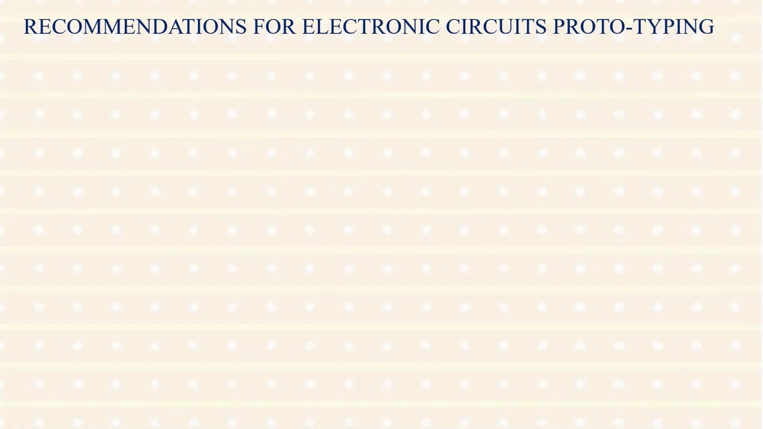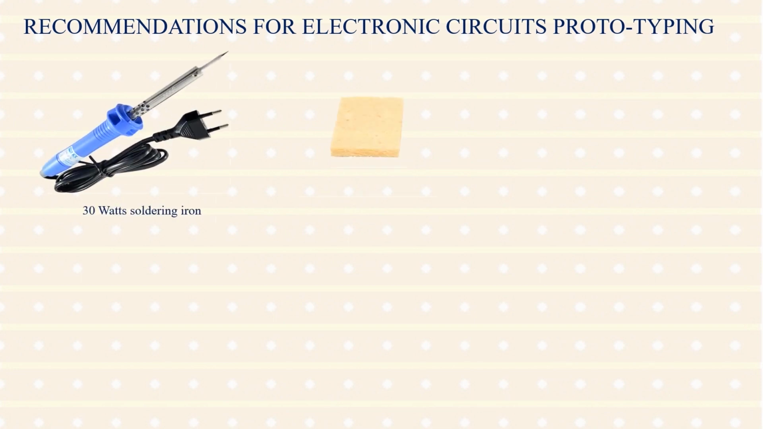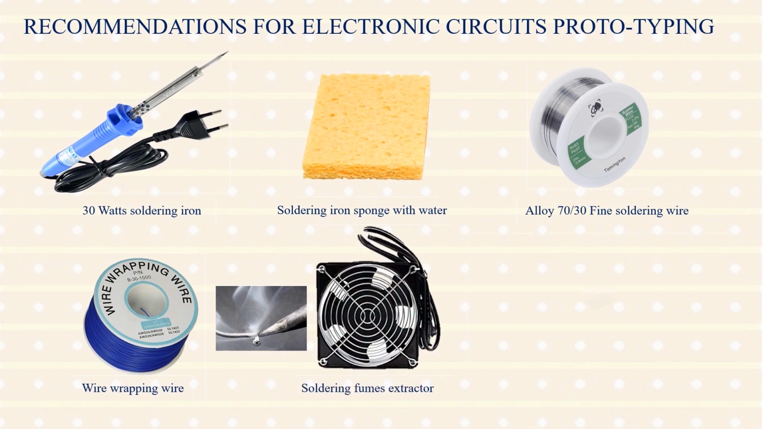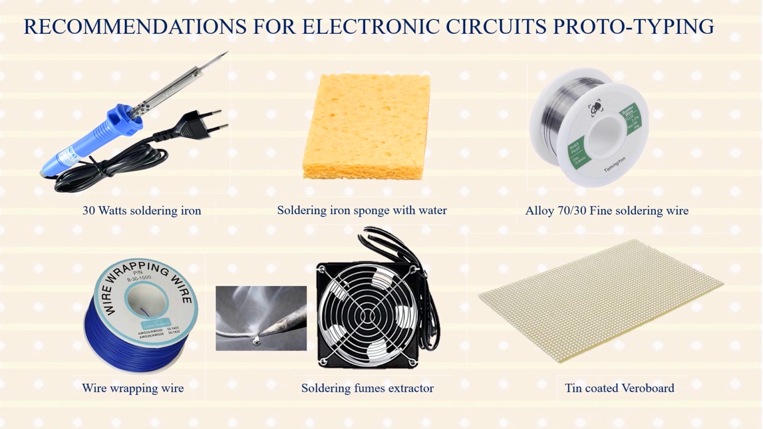Recommendations for electronic circuits prototyping. Use a 30-watt soldering iron to solder a component in Vero board. Use a soldering iron and sponge with water to clean the tip of the soldering iron. Use a good quality soldering wire to wire up your prototypes. Use a proper wire wrapping wire to wire up your prototypes. Use a soldering fume extractor to protect yourself from the fumes of the soldering wire. Use a good quality tin coated Vero board for your prototyping.